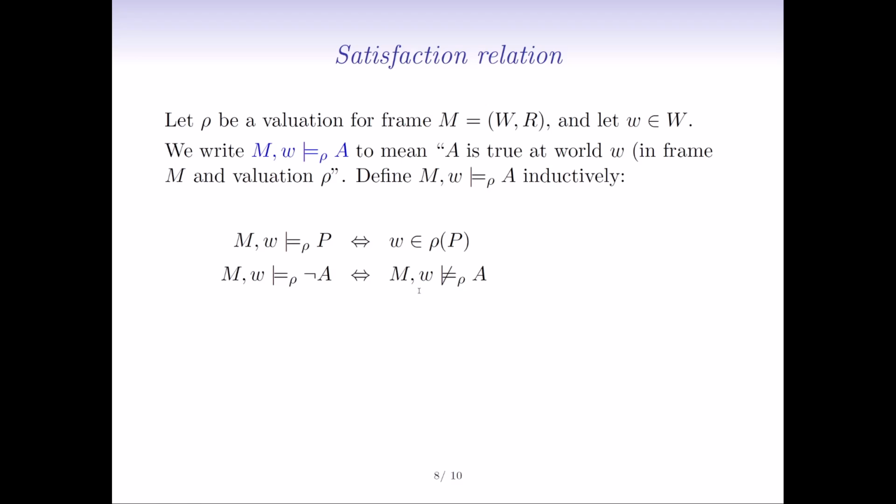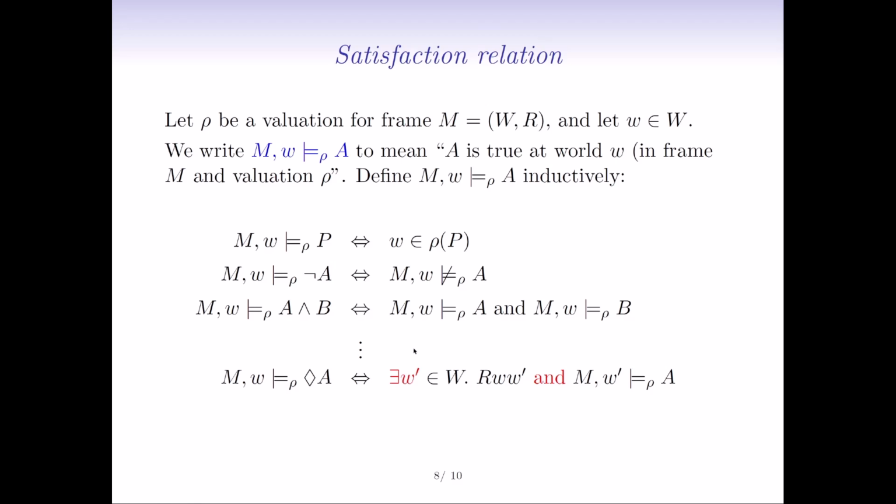Then we have all the usual clauses for the propositional connectives, and I'm not going to give all of these because they're completely standard. For example, the formula not A is true at world w if and only if the formula A is not true at world w. So we don't do anything to the world, we just invert the satisfaction relation. Similarly, the formula A and B is true at world w if and only if the formulas A and B are both true at world w. And the same goes for all the other propositional connectives, so it goes exactly the way that you think it's going to go.